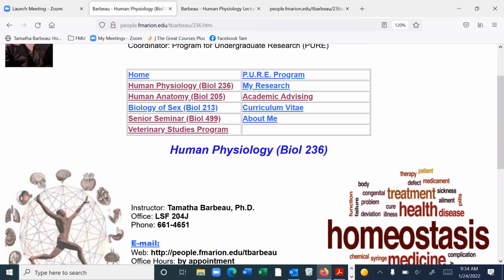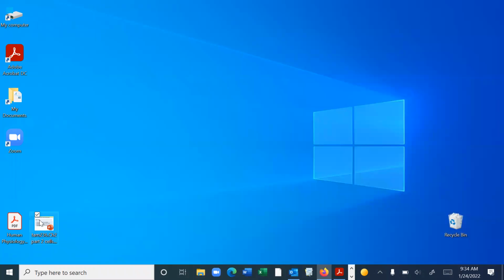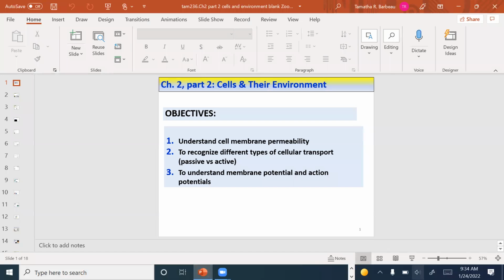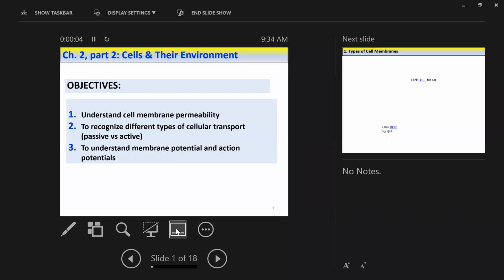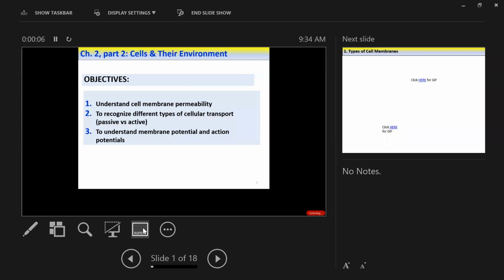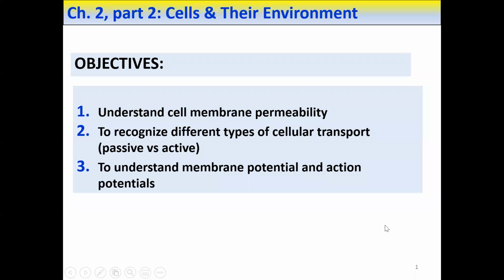Okay, so let's start with a PowerPoint. Do I have it up? I think I do. Maybe not. Come on. Oh, there it is. Too many tabs. All right, so here we are, chapter 2, part 2, cells in the environment. Get rid of subtitles, those are a pain. God, just to get started takes forever.